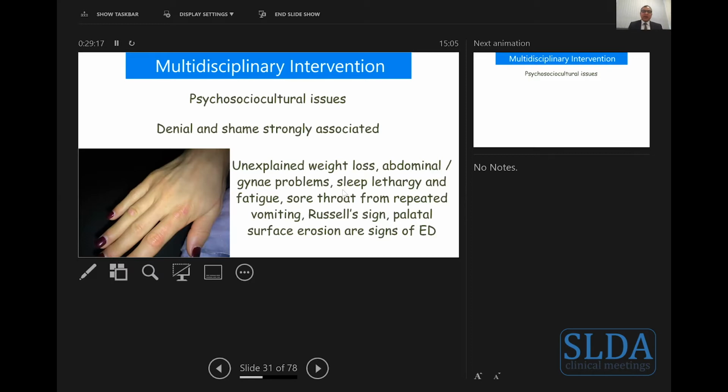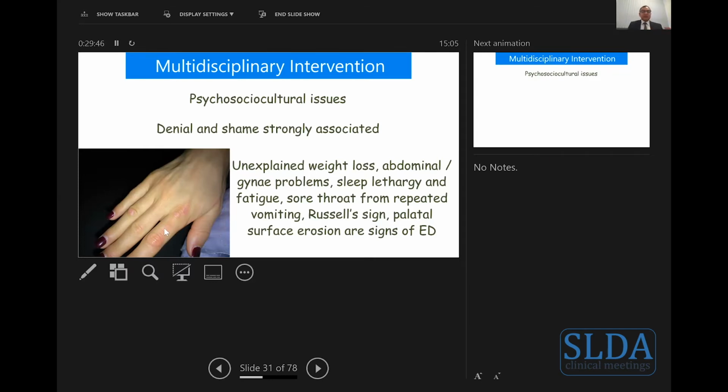So we may even have to look for physical signs such as Russell sign. So the Russell sign is if you look at the back of their fingers, particularly the index finger or some of the other fingers which they might use to induce vomiting. The introduction of these fingers into the mouth might cause friction or abrasion on the incisal edges and causing this scarring to happen in long-term cases.